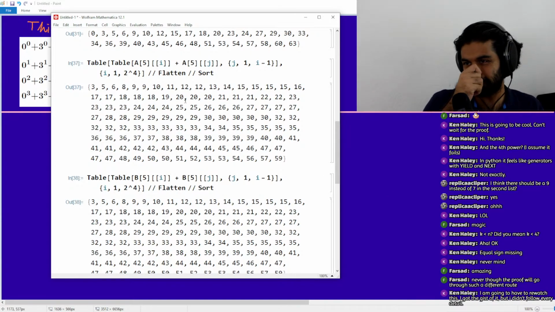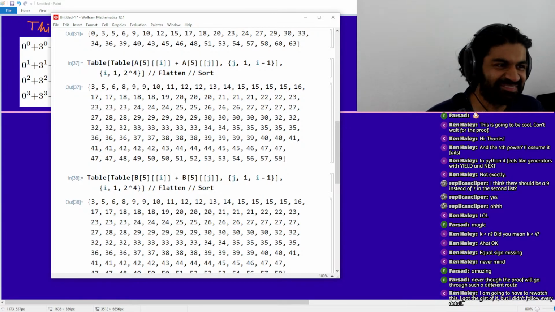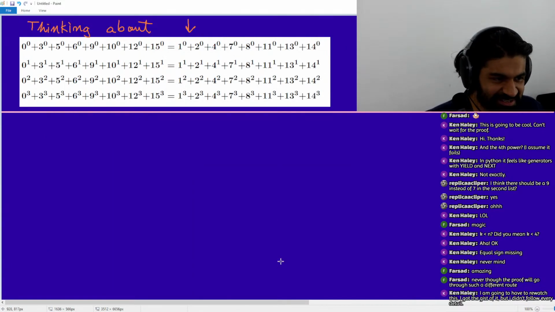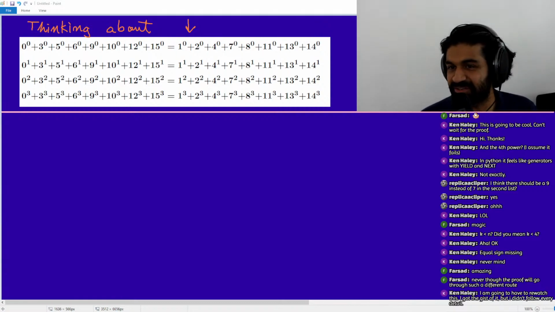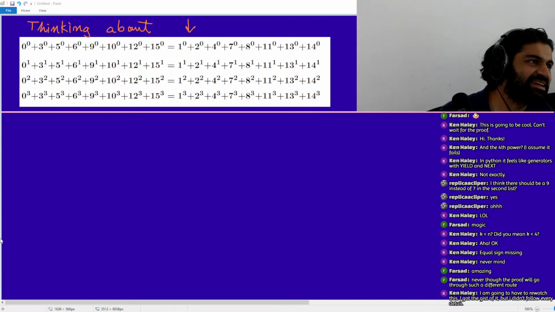So, what about this other fact? Don't worry, the VOD will be posted. So what about this other fact about these? What about the fact that the pairwise sums of these sequences are all equal to each other? In fact, what I'm going to do is I'm going to prove something even stronger. So, not stronger, but at least more interesting.